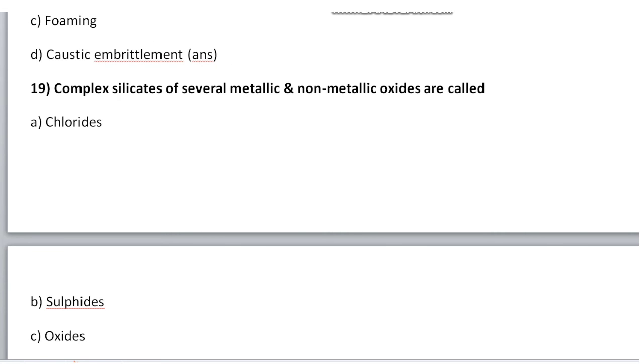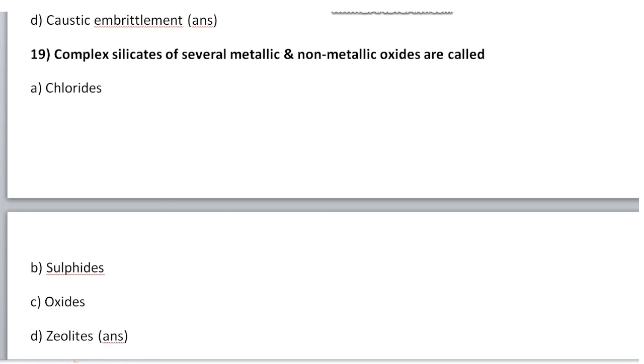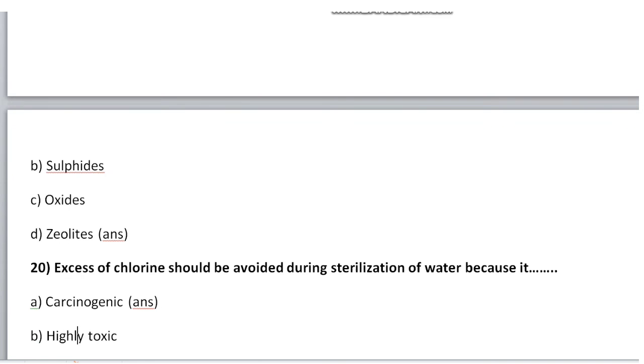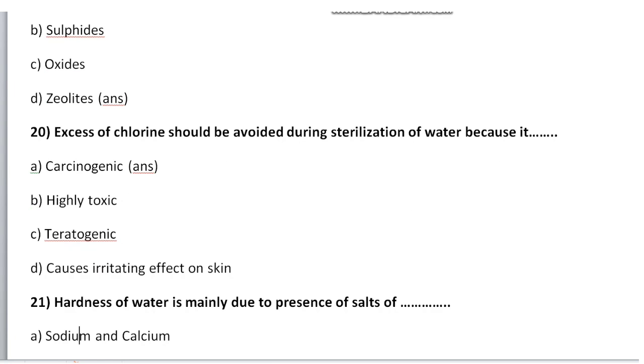Then question number 19: complex silicates of several metallic and non-metallic oxides are known as what? These are known as zeolites, or also known as permutits. Then excess of chlorine should be avoided during sterilization of water because of what? Because carcinogenic material is formed. Therefore excess of chlorine should be avoided.